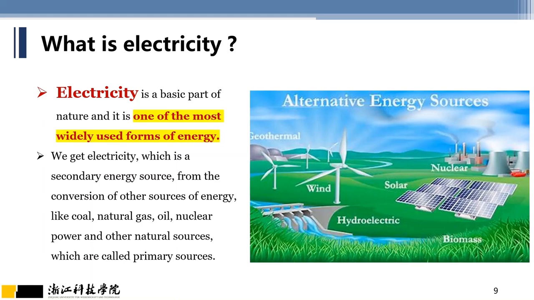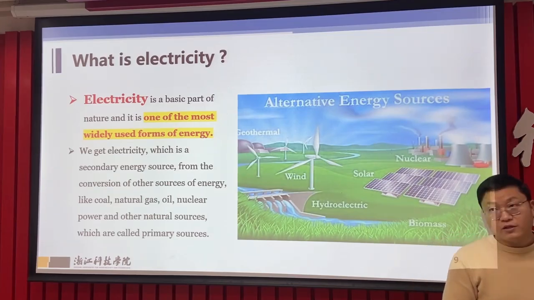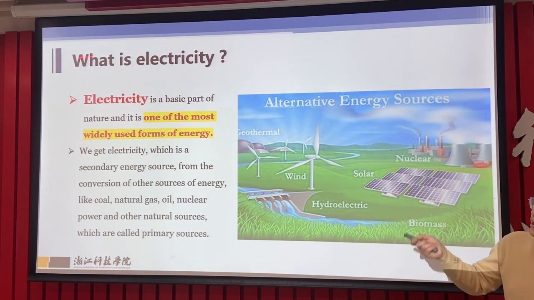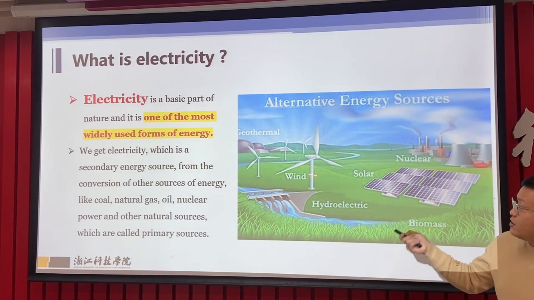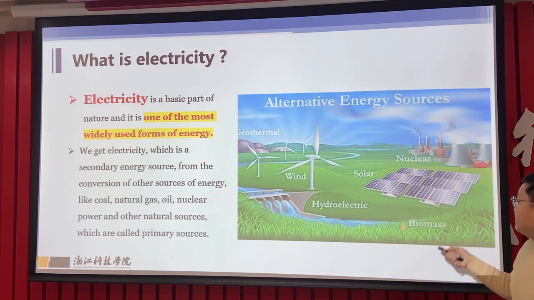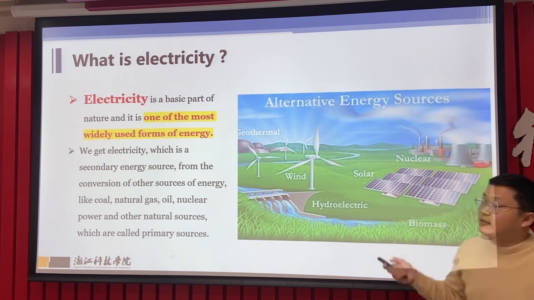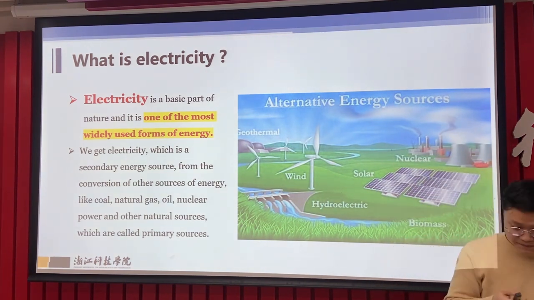Electricity is a basic part of nature and is one of the most widely used forms of energy. We get electricity, which is a secondary energy source, from the conversion of other sources of energy, like coal, natural gas, oil, nuclear power, and other natural sources, which are called primary sources. So electricity is a secondary energy source. And wind, solar, nuclear, and geothermal, something like this, are primary energy sources.